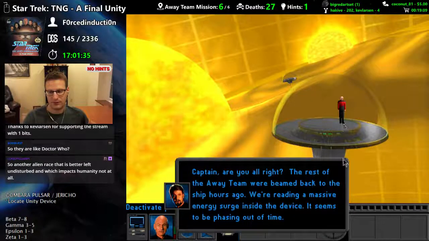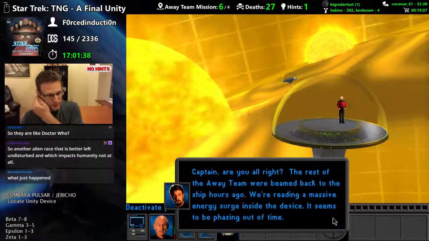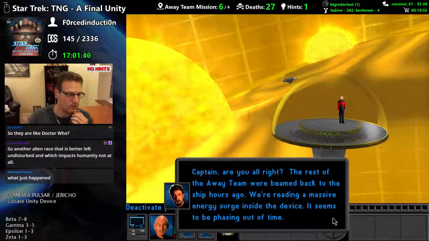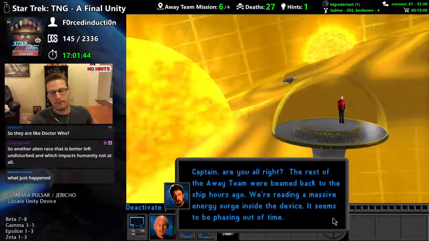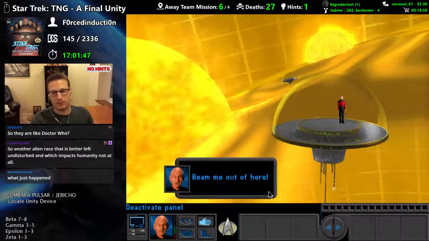Captain, are you all right? The rest of the away team were beamed back to the ship hours ago. We're reading a massive energy surge inside the device. It seems to be phasing out of time. Beam me out of here!